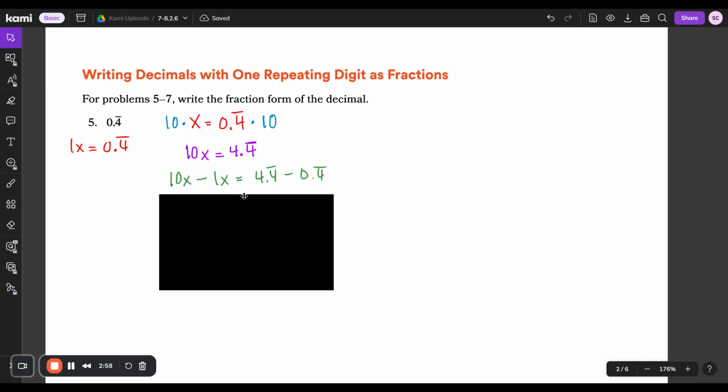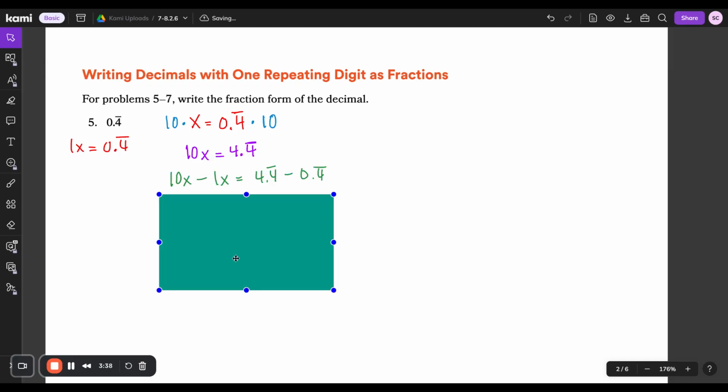From here, our next part is to subtract our 1x from both sides. So on this side, we have 10x minus 1x, and to keep our equation balanced, if I do 10x minus 1x on one side, I'm going to do the same on the other side. You remember we said that 10x was equal to 4 and 4/10 repeating. So this 10x on this side is the same as this 4 and 4/10 on this side, okay? And now I have my minus 1x, which, remember, we said was equal to 0 and 4/10 repeating. So this minus 1x is going to be minus our 0 and 4/10 repeating.